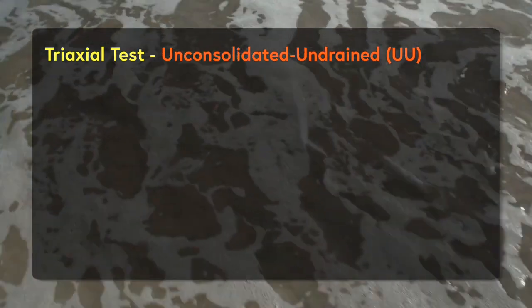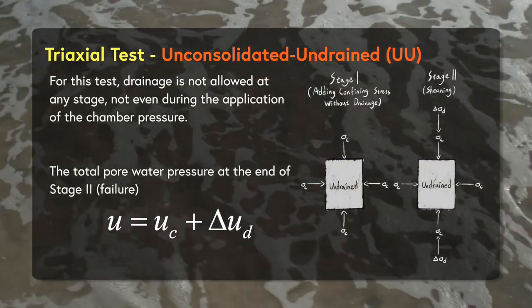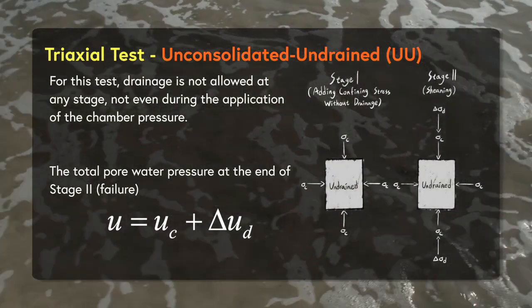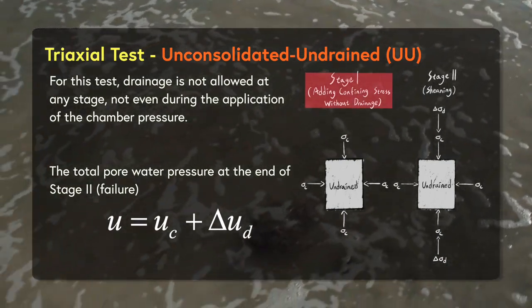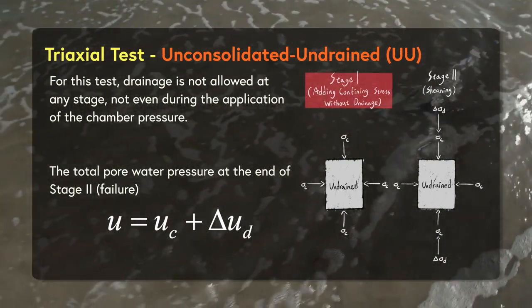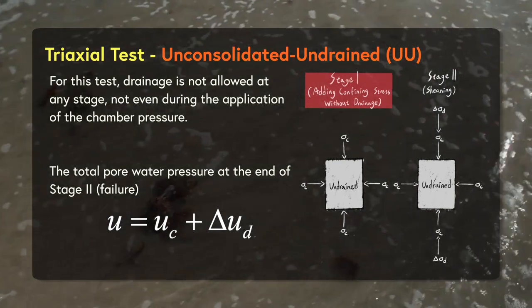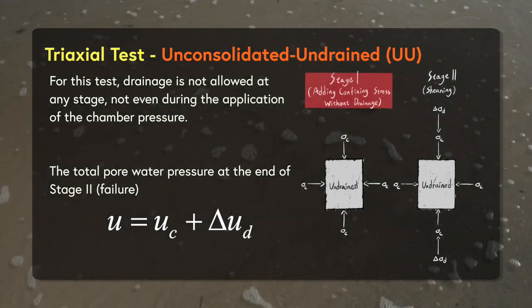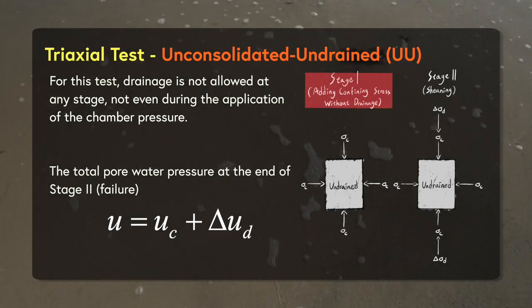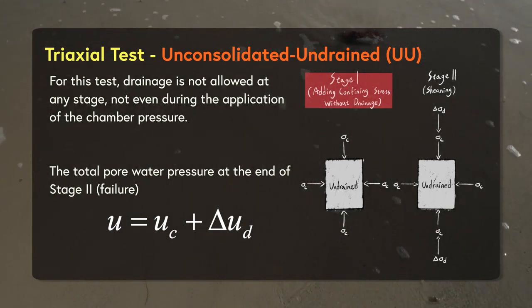The third type of triaxial test would be the UU test. Basically, for the UU test, during the addition of confining stress, which is the first stage, we will not allow drainage. So there will be no deformation during the first stage. So it doesn't matter what kind of confining stress you apply to the soil, because basically all of them would yield the same answers for the second stage.